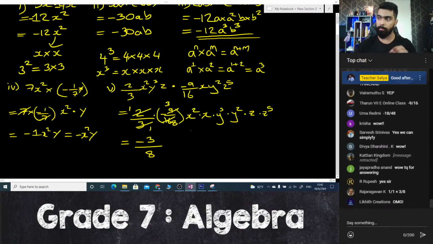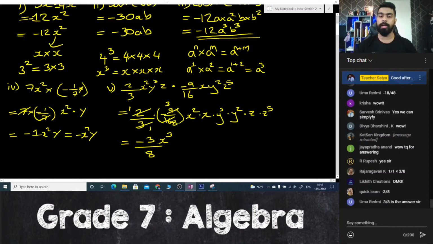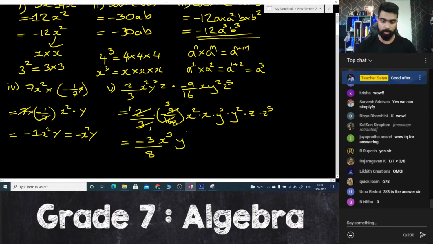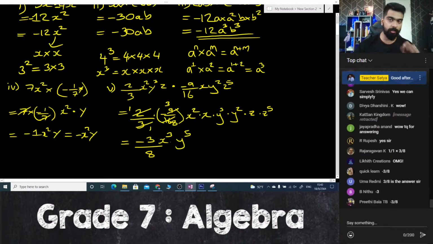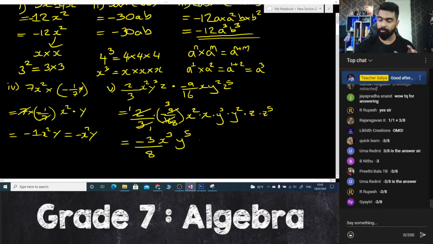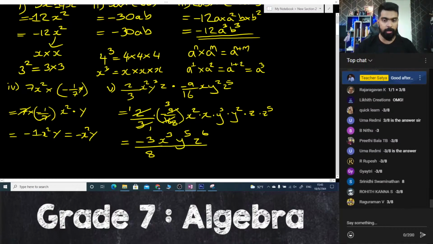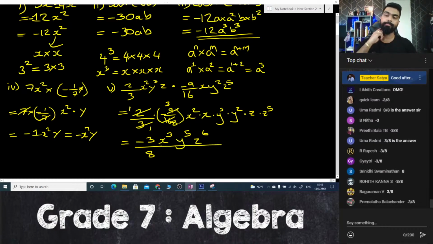Now let us multiply the variables. x square multiplied by x will give us x cube, following the laws of exponents. y cube times y square is going to give us y to the power of 5. When the bases are the same, we just add the exponents. And finally, z to the power of 1, or z, multiplied with z to the power of 5 will give us z to the power of 6. And let me extend the fraction like this. There you go.